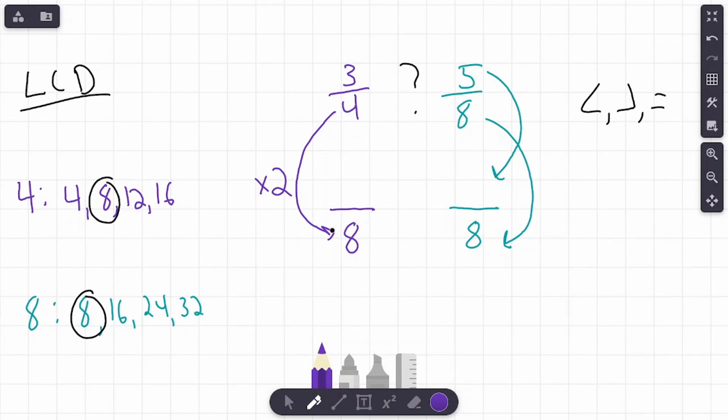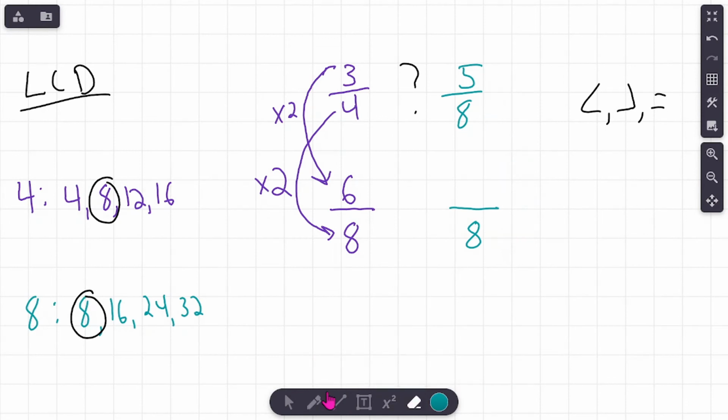Okay? So if we multiply the denominator by 2, what do we need to do to the numerator? Do y'all remember? Well, if we multiply the denominator by 2, we have to do the same thing to the numerator. So multiply the numerator times 2. What is 3 times 2? That is 6. There you go. Now let's do the same thing over here. All right, let's do the same thing for 5/8.